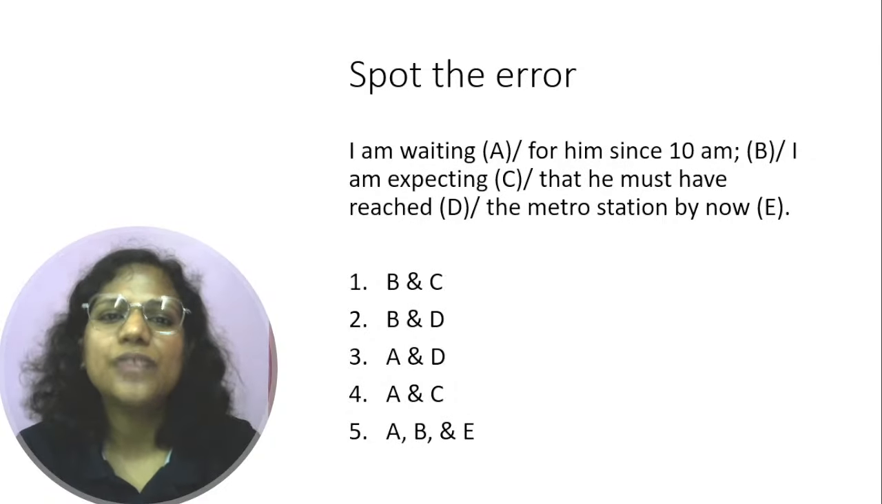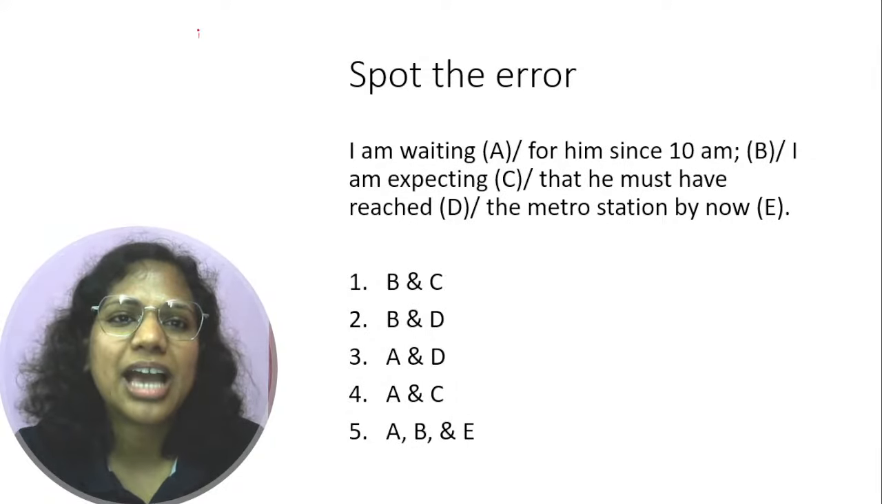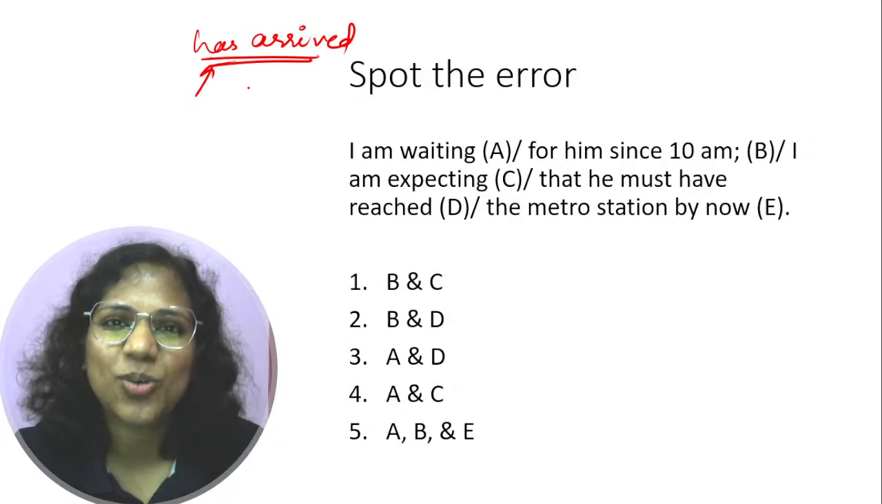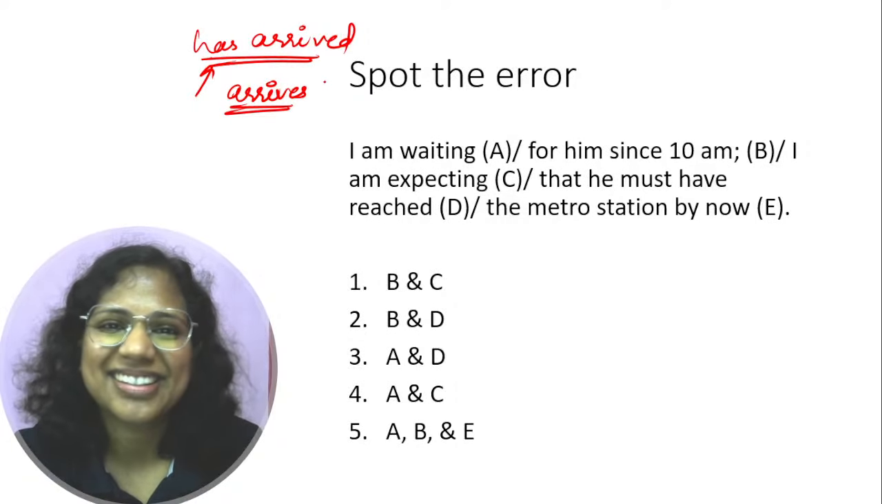No बच्चे, Sachin arrives does not mean कि वो पहुंच चुके हैं. Has arrived means कि वो पहुंच चुके हैं. Has arrived is that he has reached. Okay, arrives is not कि वो पहुंच चुके हैं.